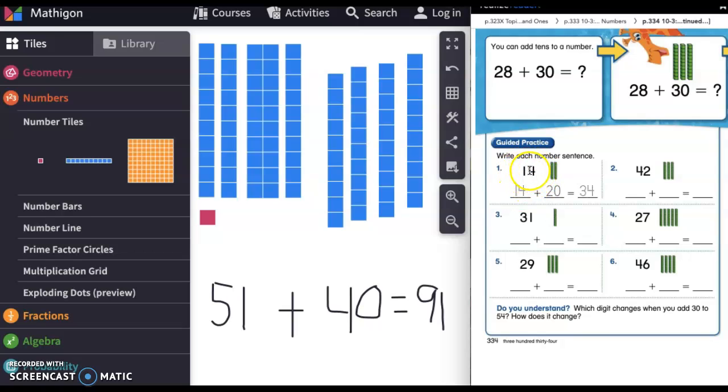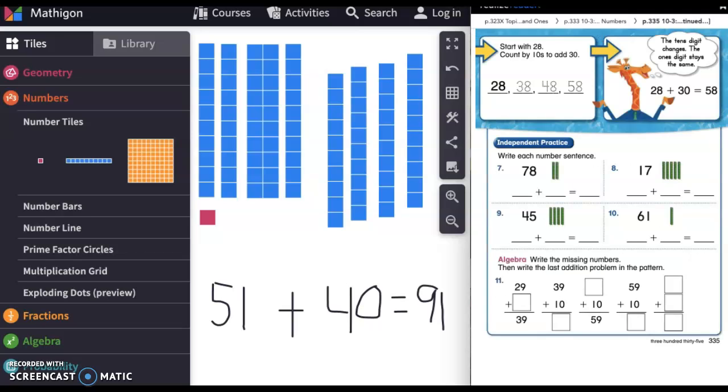first 2-digit number. So in 1, you have 14, and you're going to be adding whatever they show you with their connecting cubes. So in this case, you have 20, 10, 20. You're going to write the addition sentence and the answer. Okay, so if you start here, you'd say 14, 24, 34, and that's how you'd reach 34. Do the same for each one of these.